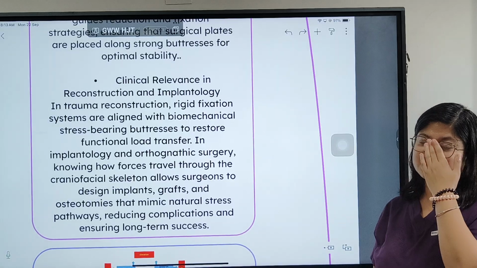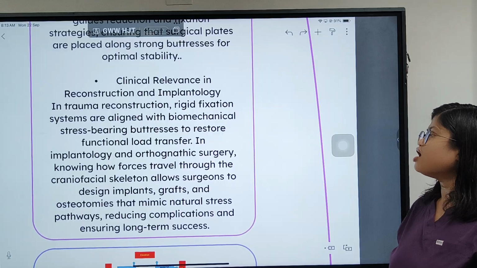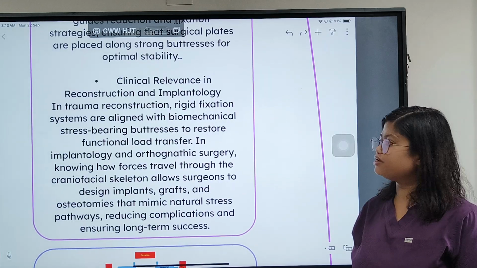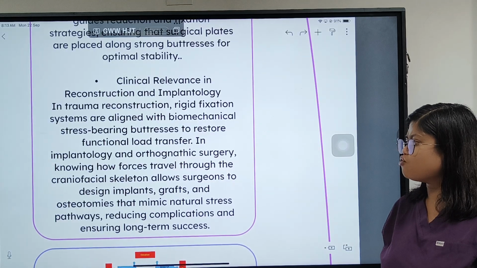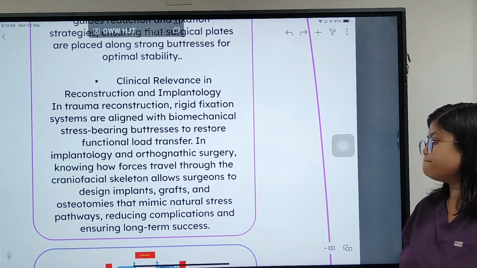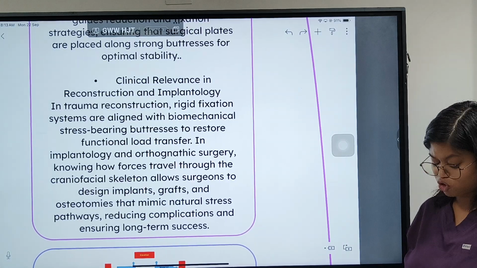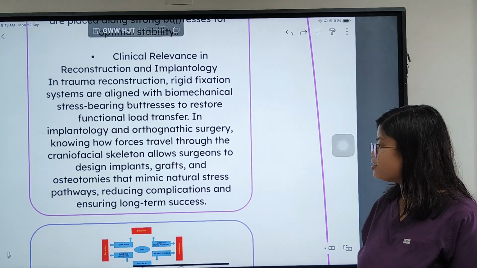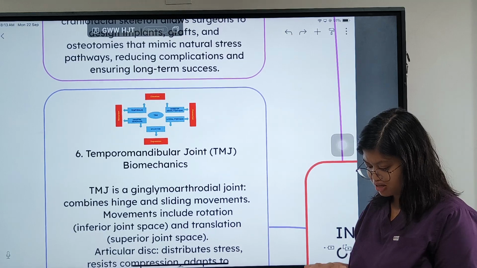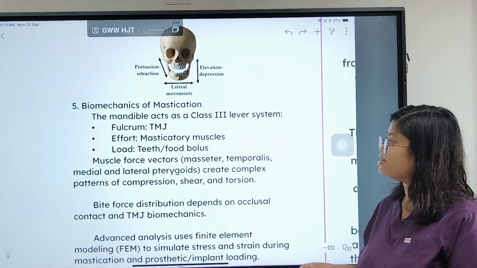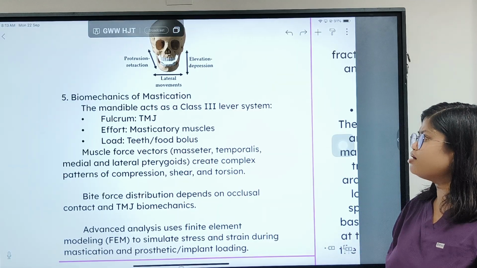So coming to the clinical relevance in reconstruction and implantology, rigid fixation techniques are aligned with the biomechanical stress-bearing areas. In implantology and orthodontic surgery, knowing how forces travel through the craniofacial skeleton plays a role and allows surgeons to design specific implants, grafts and osteotomies that mimic the natural stress pathways, reducing complications and ensuring long-term success.